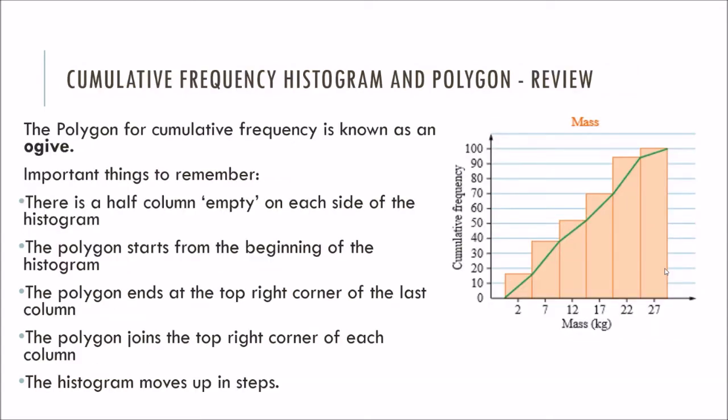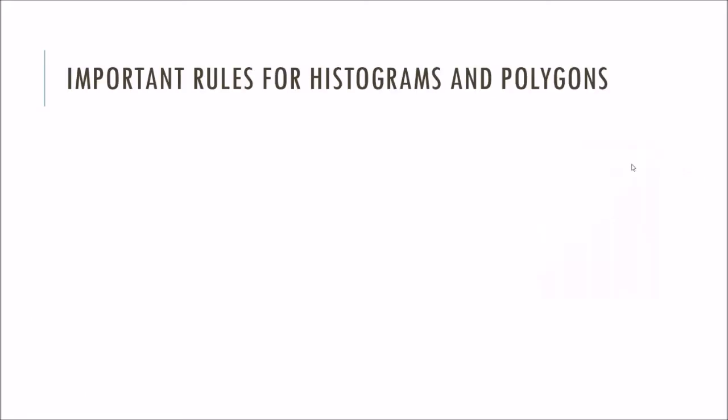Our cumulative frequency, remember, this is like going upstairs because we're adding each time to it. Again, we have our half column at the beginning and the end, but this time our polygon is starting from the bottom of the first column, and it's going to the top right in each of our columns, and it ends at the top right. And again, our histogram is moving up in steps.